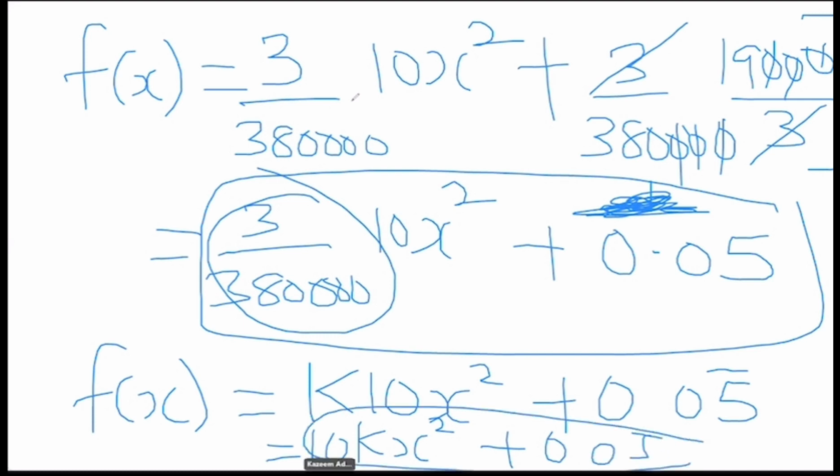But let me tell you this. You're also going to get the same thing for f of y, because of the function that you have, and the x and y have the same state space. If you try f of y, you're also going to get 10k y squared plus 0.05. That is what you're going to get.